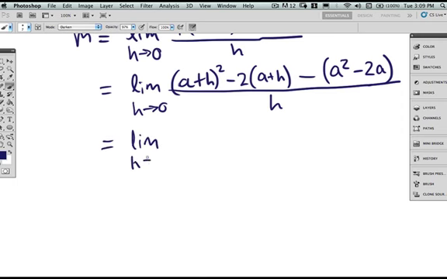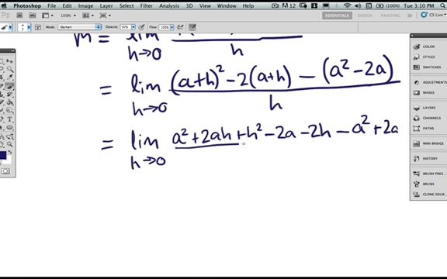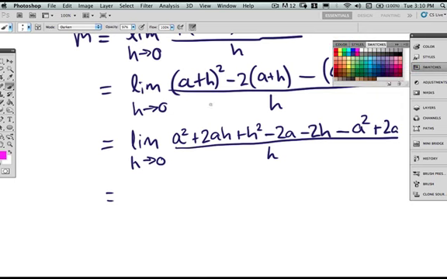Now the limit as h goes to 0, we're going to need to expand some of this. So (a plus h) squared would be written as a squared plus 2ah plus h squared. And we're subtracting 2a plus 2h, minus, I'll distribute this, so a squared minus 2a, all divided by h. After these things cancel out, we're going to have a squared and minus a squared that cancels out. We'll have minus 2a and plus 2a, and everything else is there to stay.